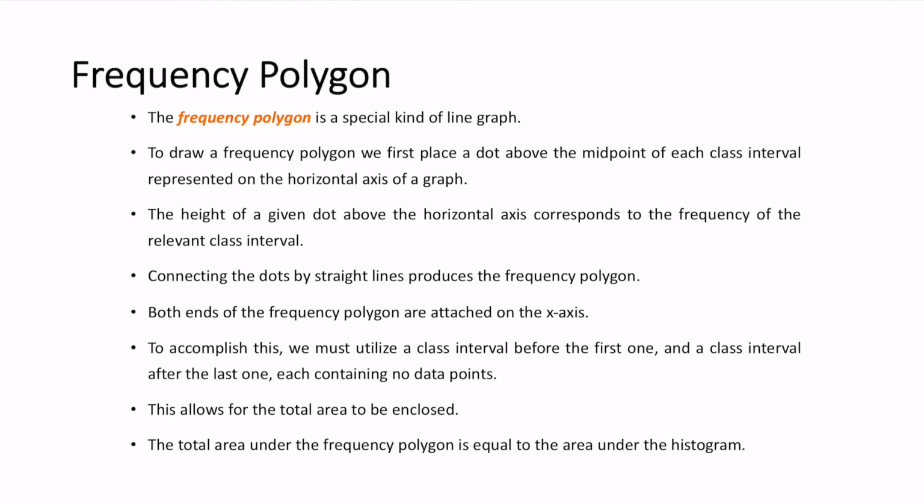Now, let's take an extension of that histogram and talk about a frequency polygon. A polygon is basically a special kind of line graph. It's similar to the bar graph, but in a bar graph we draw rectangles to cover the entire area, whereas here we only draw lines. To draw the frequency polygon, we place a dot above the midpoint of each class interval on the horizontal axis, then connect the dots.